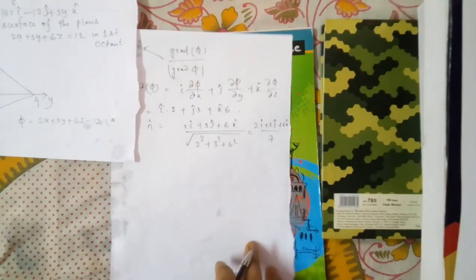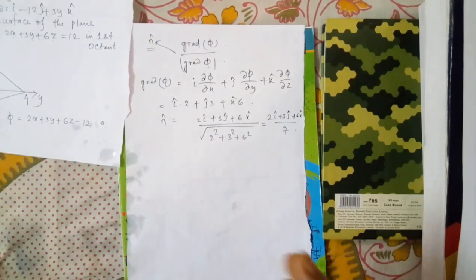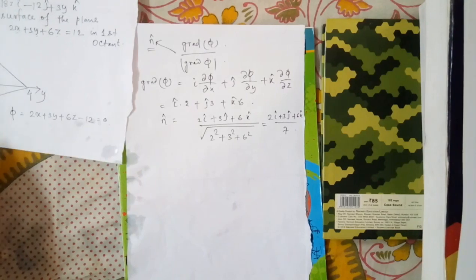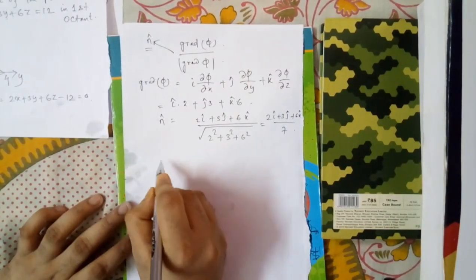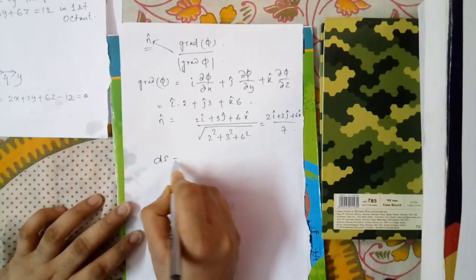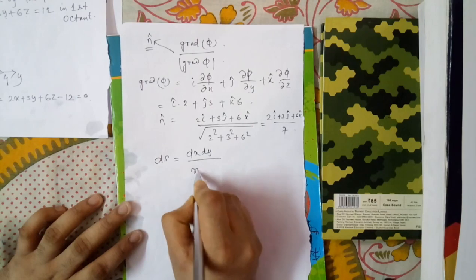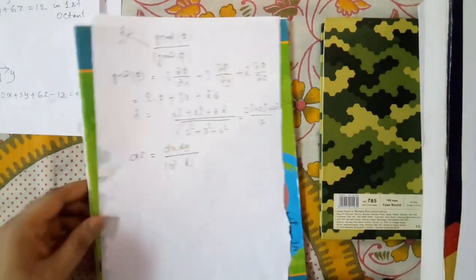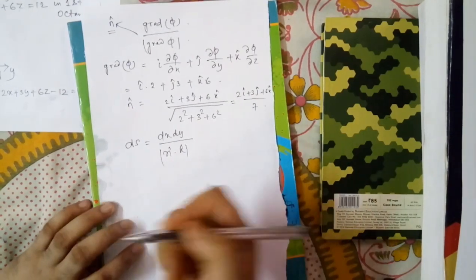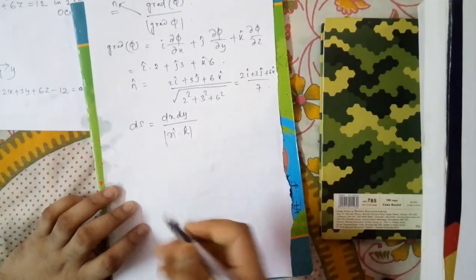By 7. So this is now the n cap. Now let's calculate ds. What is ds? ds is equal to dx dy by magnitude of n cap dot k cap. So what is n cap dot k cap? N cap is equal to this.